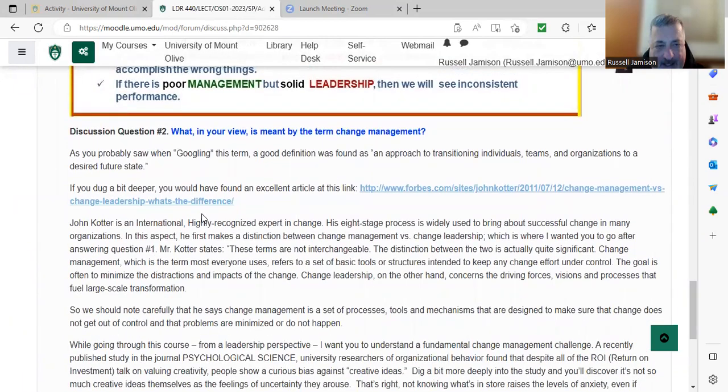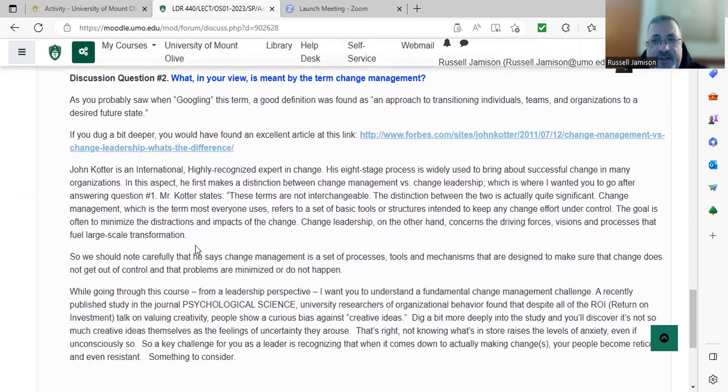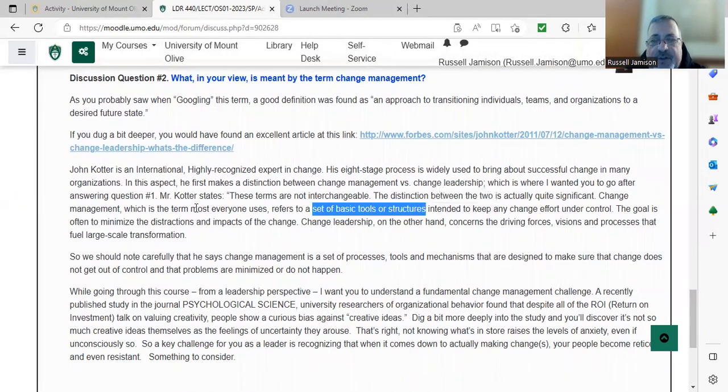As I've indicated in my write-up, I gave you a link to a Forbes article, a little dated, actually very dated, more than 10 years, but still pretty good, on change management versus change leadership. John Kotter says the terms are not interchangeable. The distinction is significant between the two. Change management refers to a set of basic tools or structures to keep any change effort under control. The goal is to minimize those distractions. Change leadership concerns the driving forces, visions, and processes that fuel large-scale transformation. Well, so which set of tools or structures do we use?